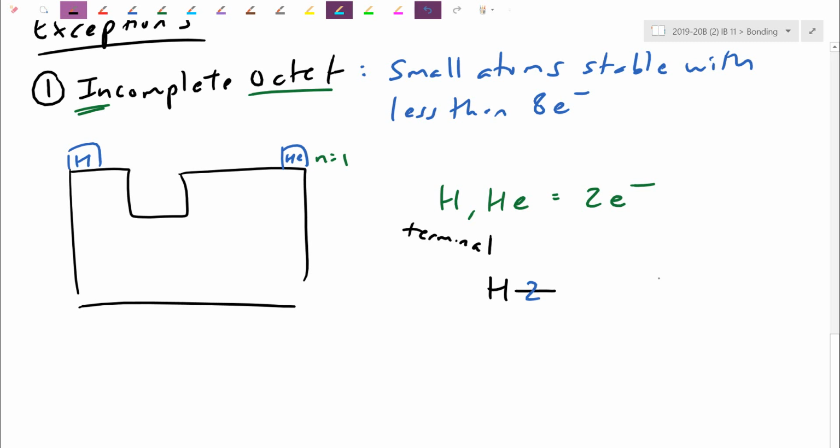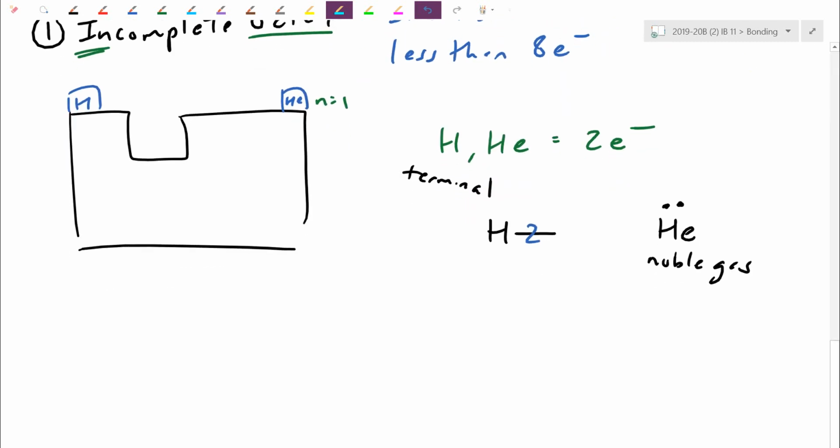Helium, unless I'm actually asking you to draw the Lewis picture for helium, we're not going to see that too much. Hopefully you're able to remember this is a noble gas. This one doesn't really bond anyways, and because it doesn't really bond, there's no sense in drawing compounds that have helium inside. But there you go, that's one exception here. Hydrogen and helium are incomplete octets because they aren't quite 8.